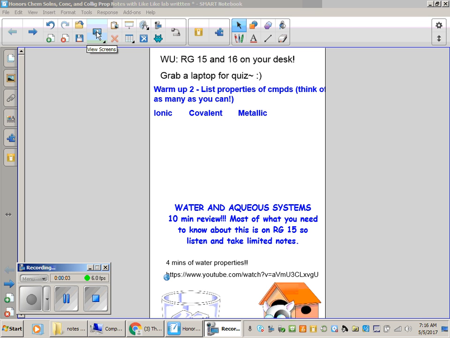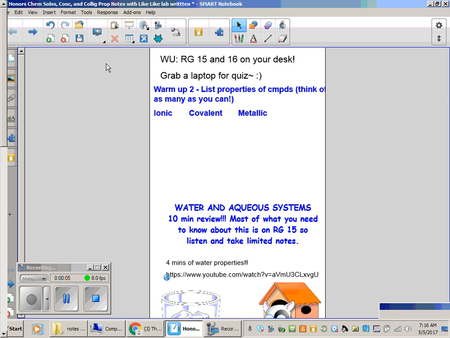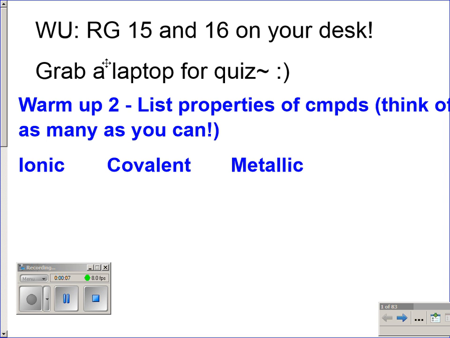IMFs, intermolecular forces, forces between particles, right. Alright, so while your computers are coming up, I want you guys to brainstorm right now on a piece of paper and then make a bigger table with ionic, covalent, and metallic, and write down as many properties as you can think of, or compound identifications, anything you can think of.